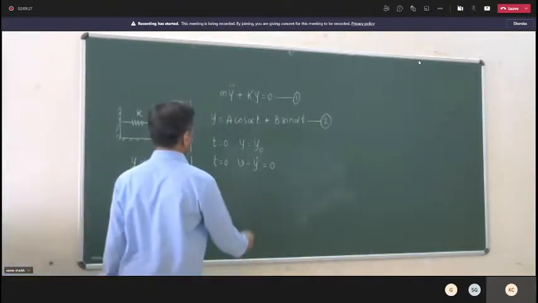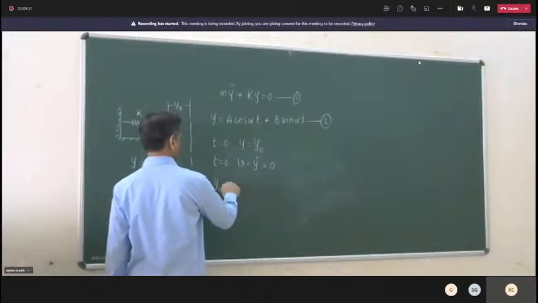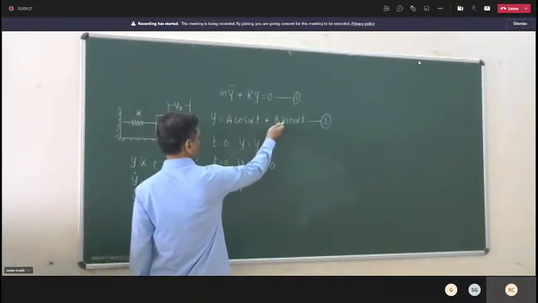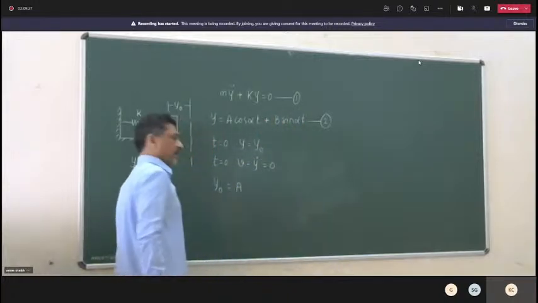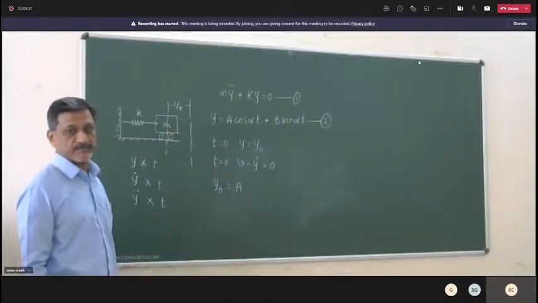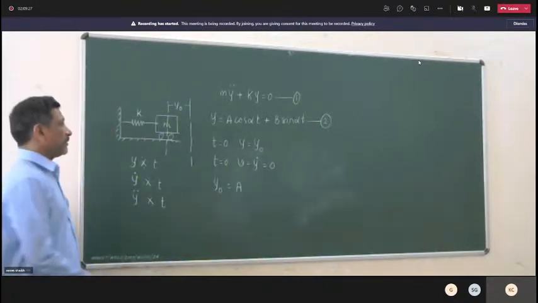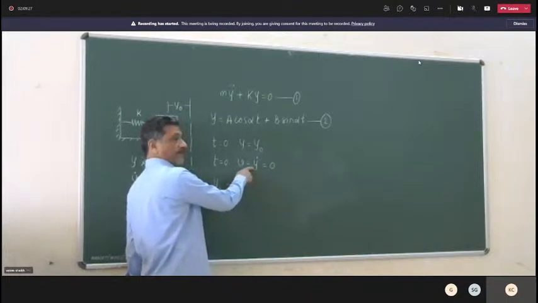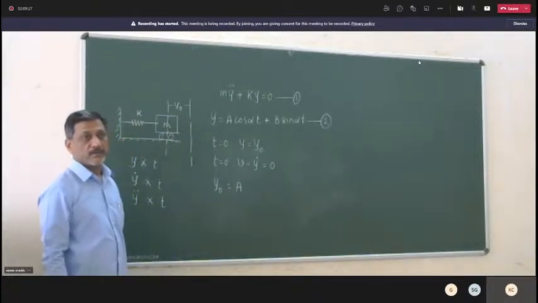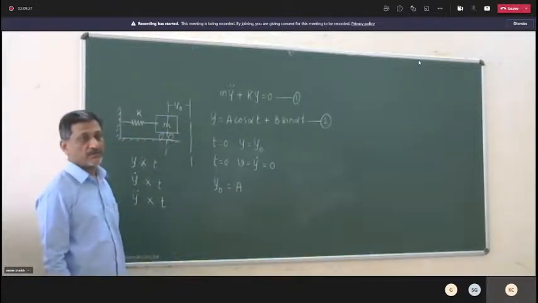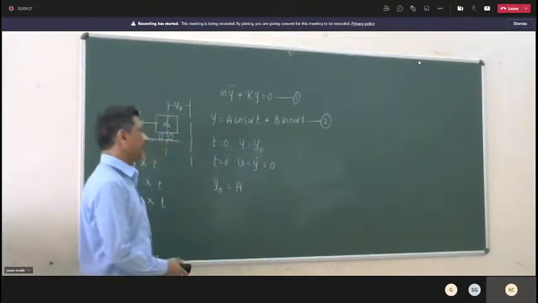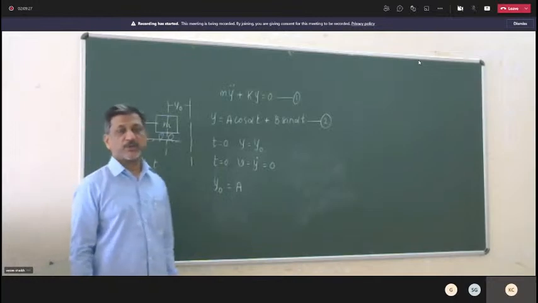So if I substitute t is equal to 0, I get y0 is equal to A, cos 0 is 1, and sin 0 is 0, so I get A is equal to y0. First constant I got. Well, next I have to substitute second initial condition, but before that I should know equation of y dot. How do you derive equation of y dot? Taking derivative of equation 2 with respect to time first.